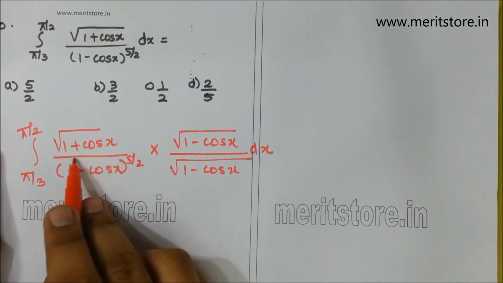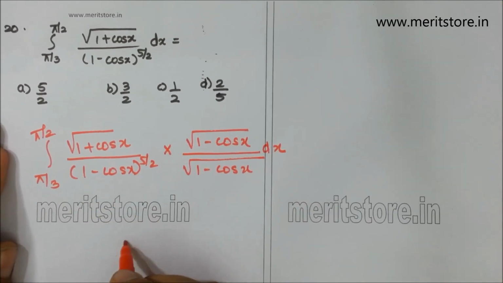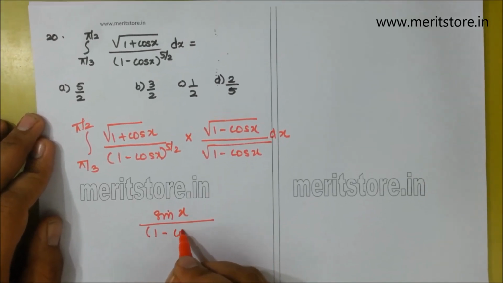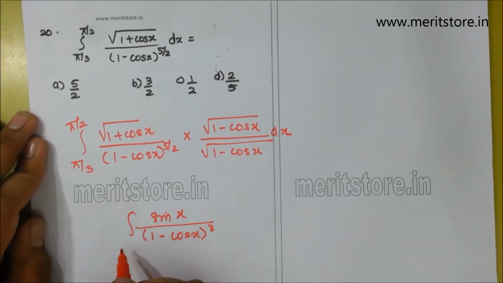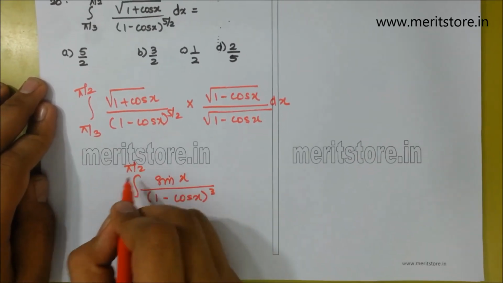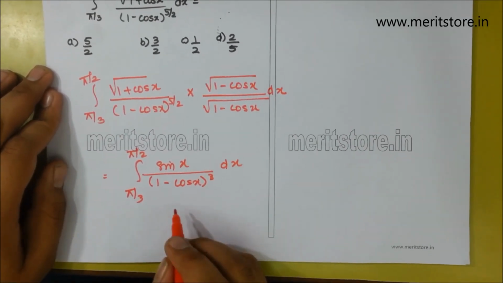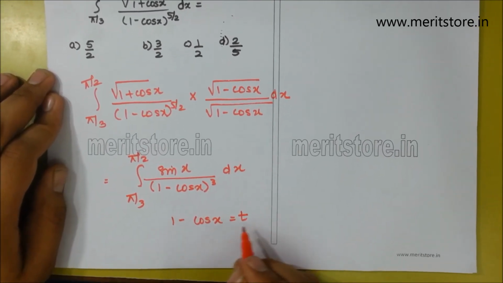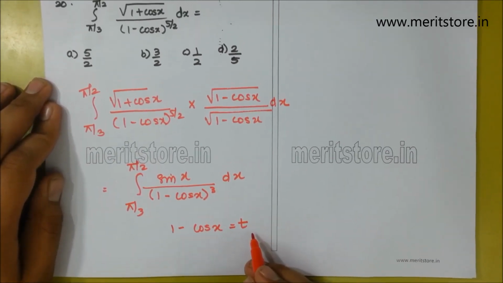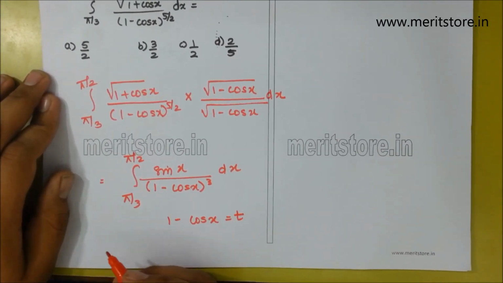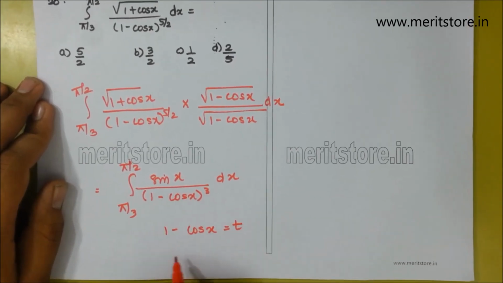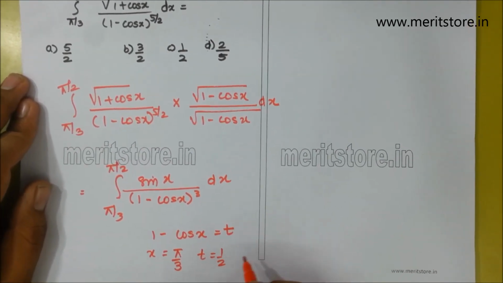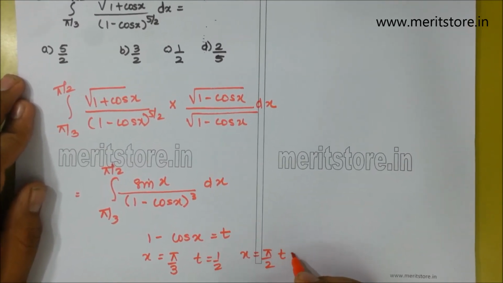After multiplying, root of 1 plus cos x, root of 1 minus cos x will give us sin x upon, here we are left with 1 minus cos x cube from pi by 3 to pi by 2 dx. Now let us consider integration by substitution: we put 1 minus cos x as t. Differentiating both the sides, and also we can directly substitute the value for t, and we get x is equal to pi by 3 and t is equal to 1 by 2, x is equal to pi by 2 and t is equal to 1.